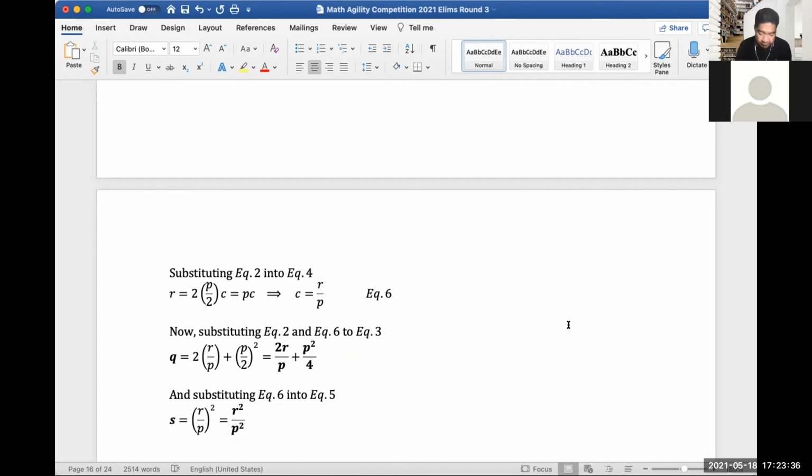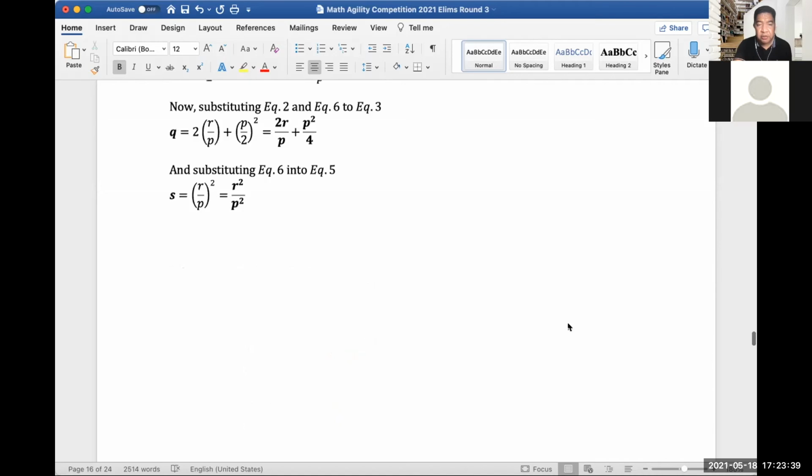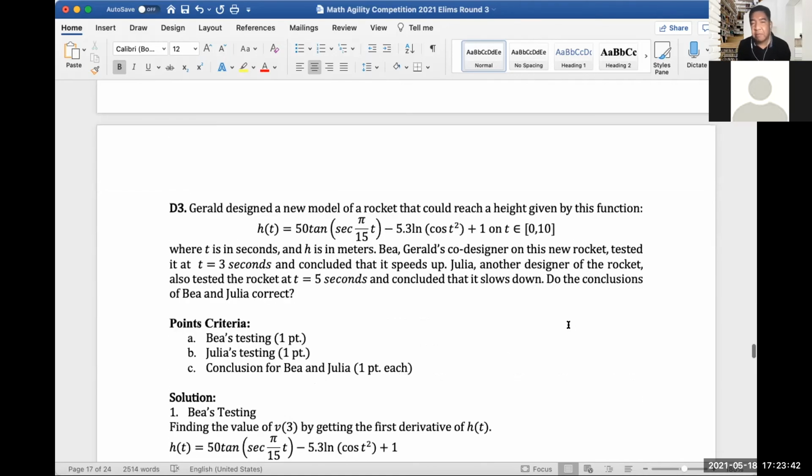Okay, so let's move to question D3. That's the third problem from difficult, and this is the question. Gerald designed a new model of a rocket that could reach a height given by this function: H of t equals 50 tangent of secant of pi over 15t minus 5.3 ln of cosine t squared plus 1, on the time interval from 0 to 10, where t is in seconds and H is in meters.